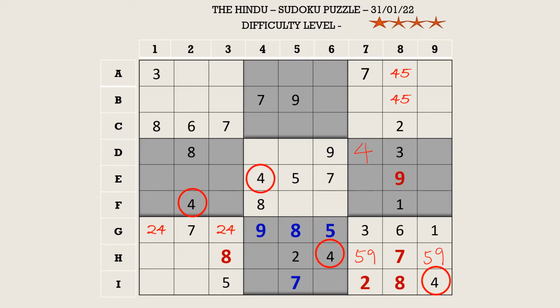Now there is a 4 here which blocks C6. This 4 blocks C7. This 4 blocks C9 and there is a 4 here which blocks C4. So C5 is the only place where 4 can be.